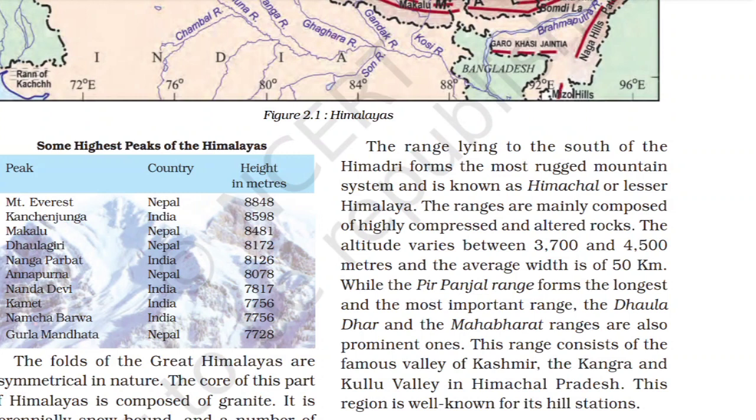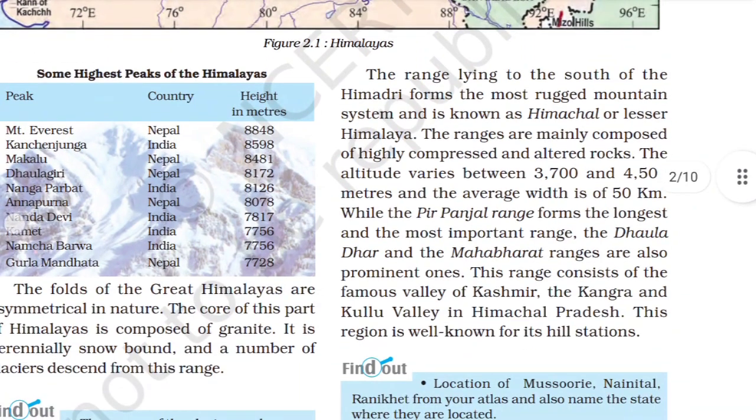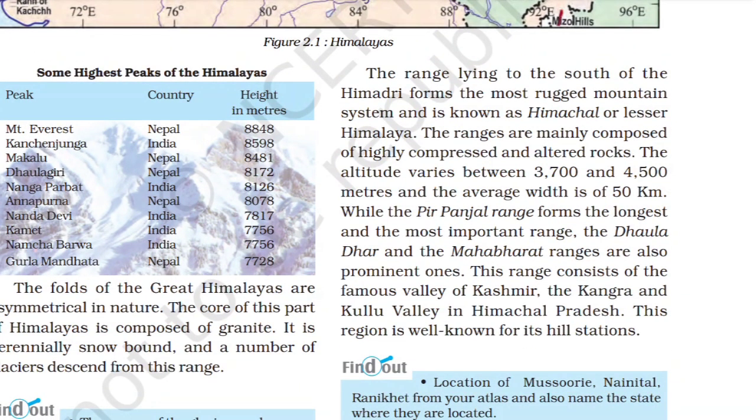And Annapurna in Nepal with a height of 8078, Nanda Devi in India with a height of 7817, Kamet in India with a height of 7756, Namcha Barwa in India with a height of 7756, and Gurla Mandhata in Nepal with a height of 7728. The folds of the Great Himalayas are asymmetrical in nature. The core parts of the Himalayas consist of granite. It is perennially snowbound and a number of glaciers descend from this range.